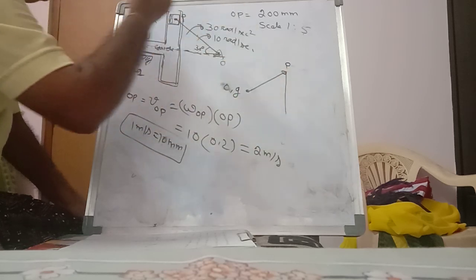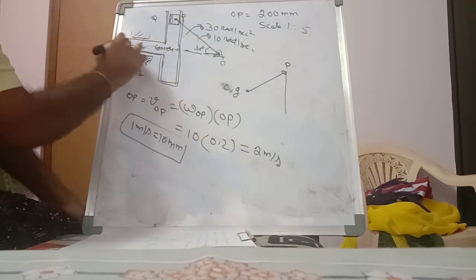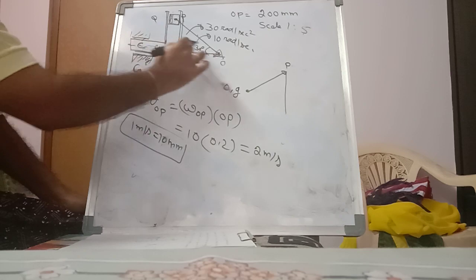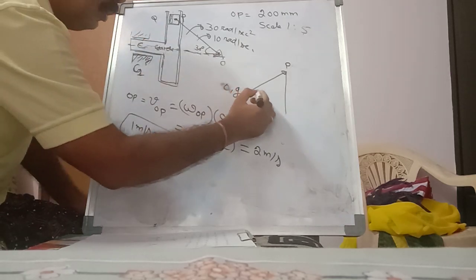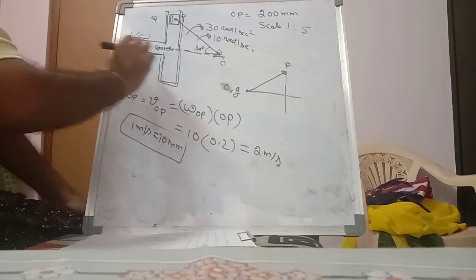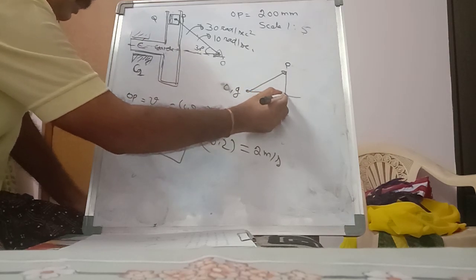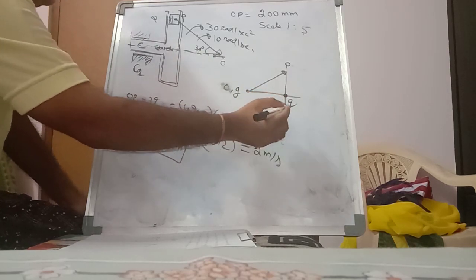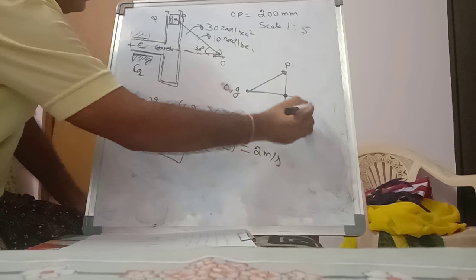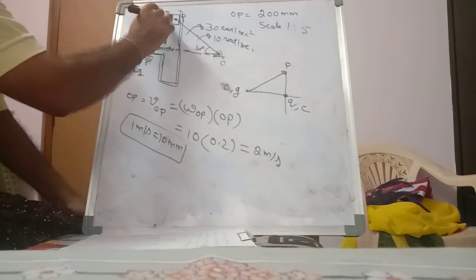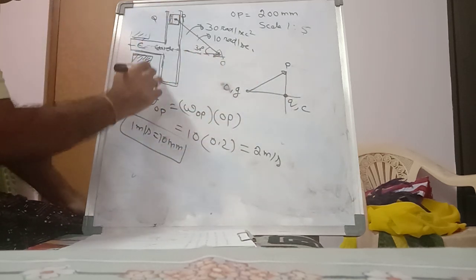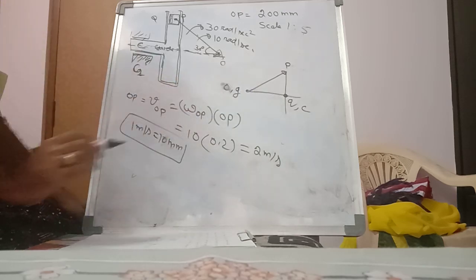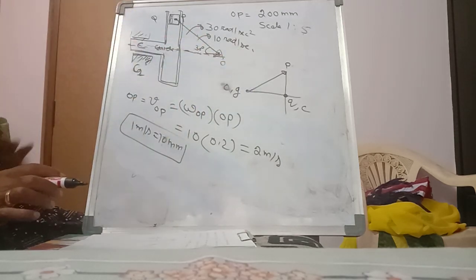From P you have to draw a horizontal line. And C is a guide which is moving in the horizontal direction. From G you draw a horizontal line. The intersection point is what you can mention as Q as well as C. Here this point is Q, this point is C, but both are related to the single part. So Q and C are the same. This is somehow different in this problem.